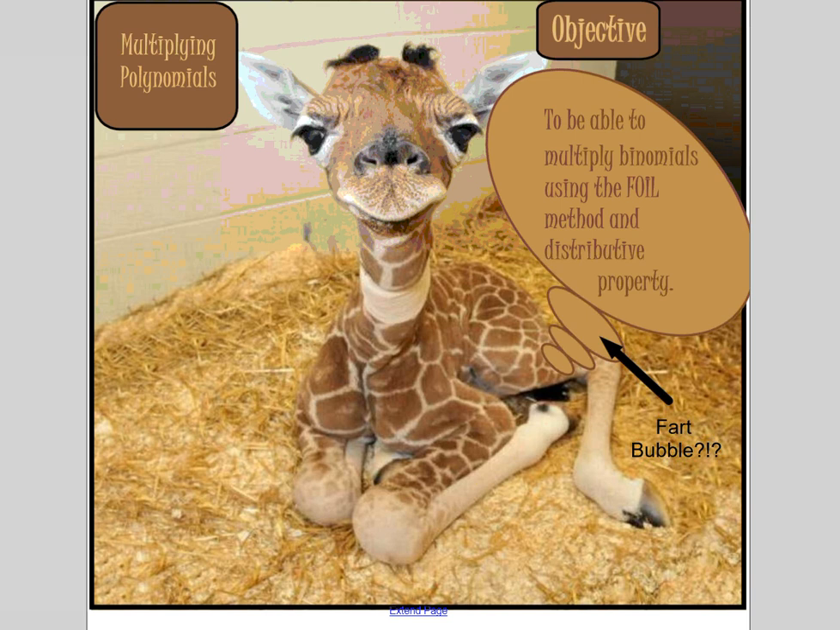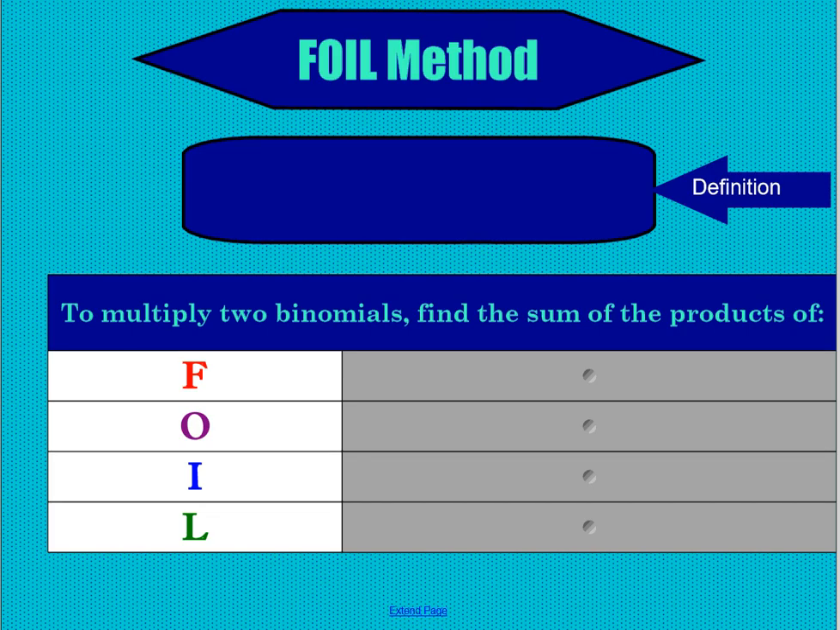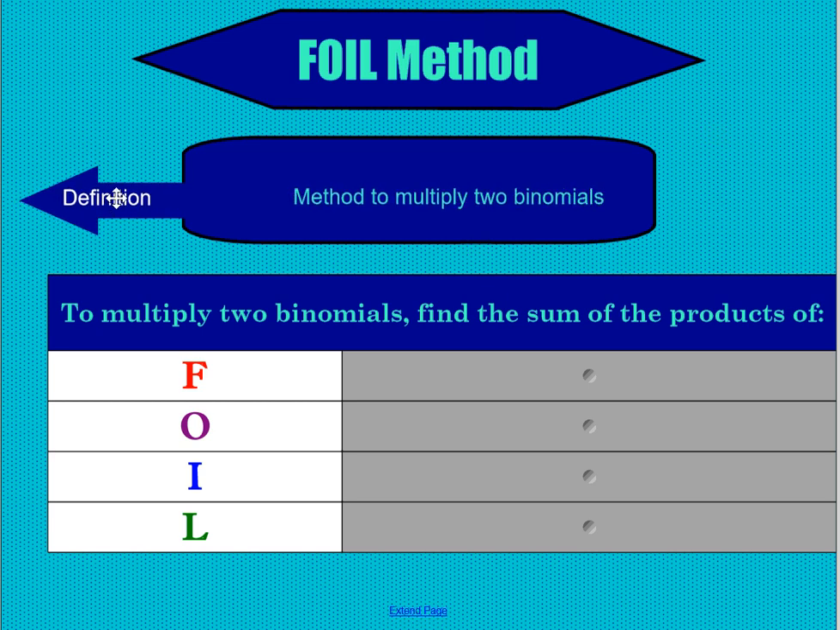Today we're going to be talking about multiplying polynomials. Our objective today is to be able to multiply binomials using the FOIL method and distributive property. The FOIL method is a method to multiply two binomials. It stands for first, outside, inside, last.